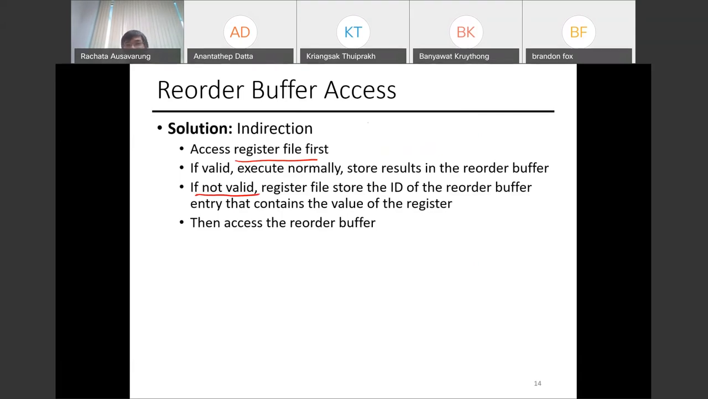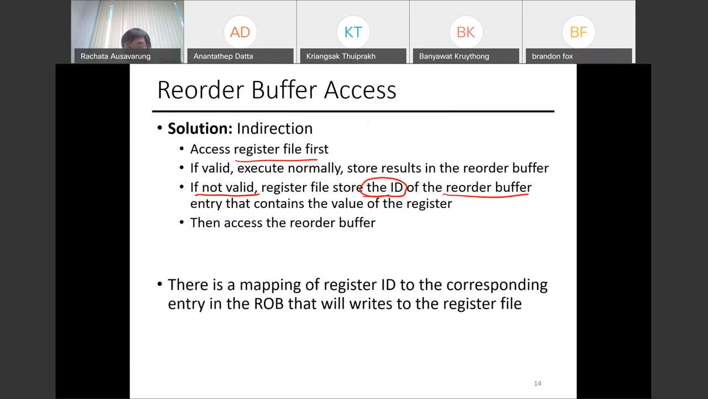If this is not valid, then check the destination ID of the reorder buffer that contains the value of that register. Then you access the reorder buffer, which means that you provide a mapping of register ID to the entry in the reorder buffer.